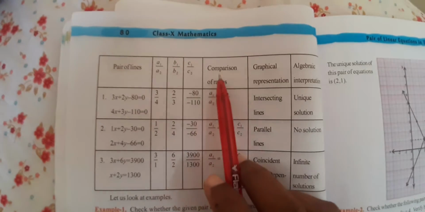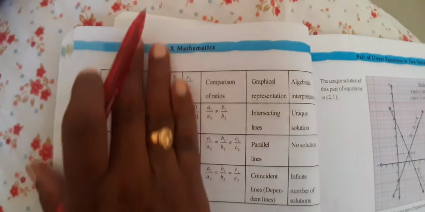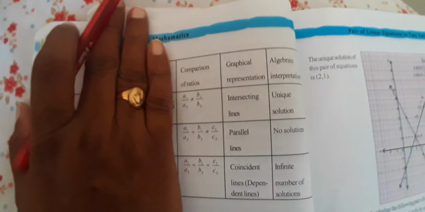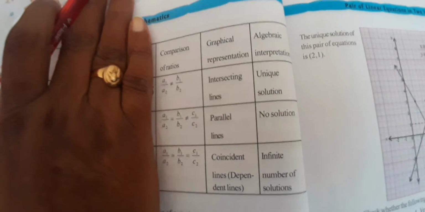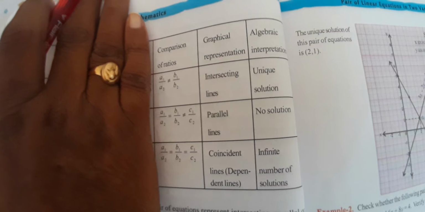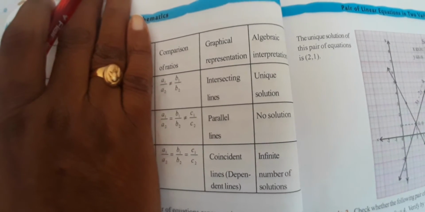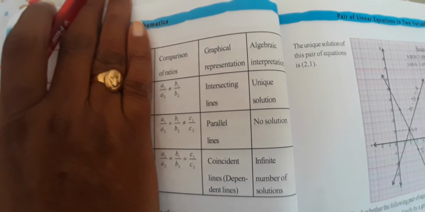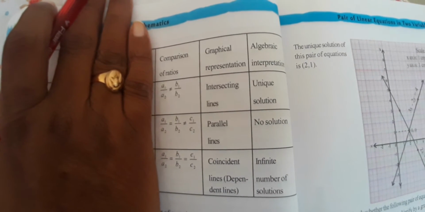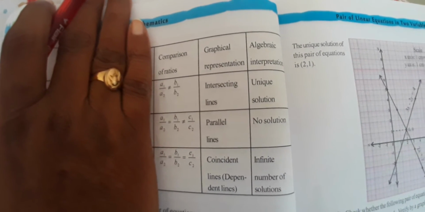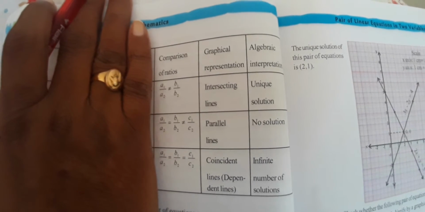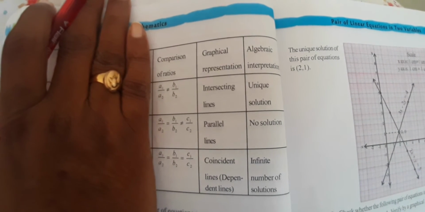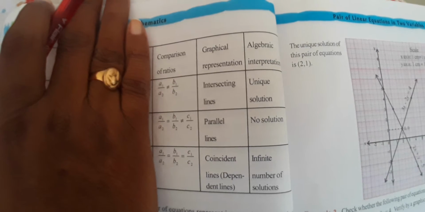So here, forget about this part, only focus on this. This is the general rule. When a1 by a2 is not equal to b1 by b2, that means the ratio of coefficients of x is not equal to the ratio of coefficients of y in both the equations, then they are intersecting lines and you have a unique solution.